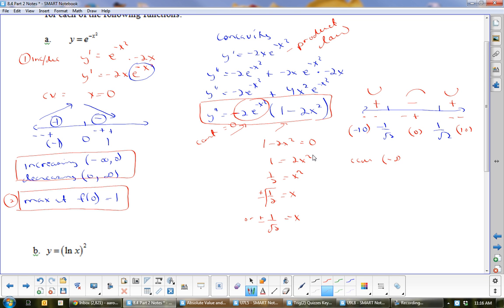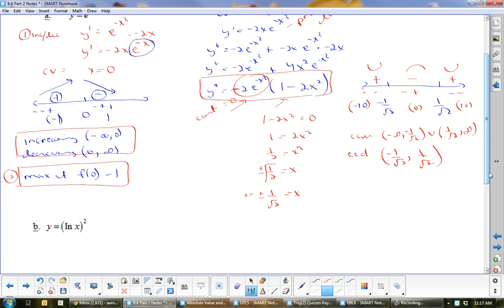Negative infinity, comma, negative 1 over root 2, union 1 over root 2, comma, infinity. And I am concave down from negative 1 over root 2, comma, 1 over root 2. Okay, last thing, it asks for points of inflection. So inflection points.